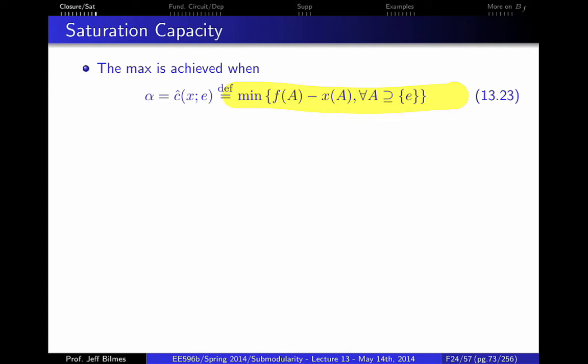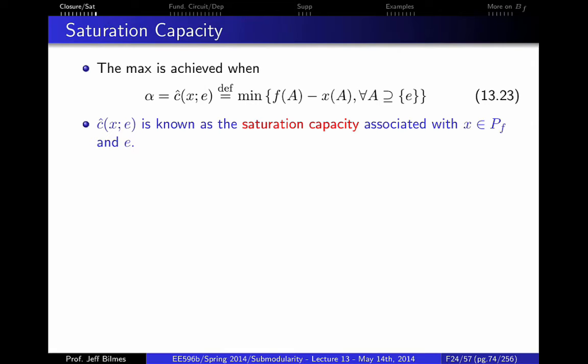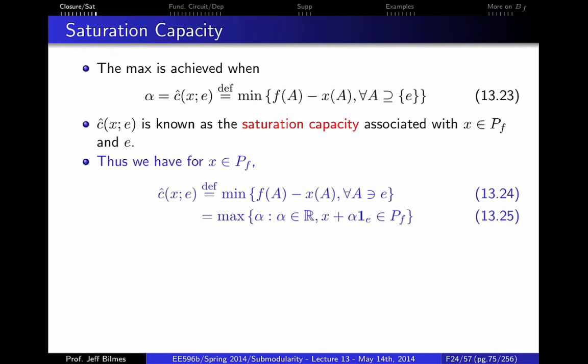And this is called the saturation capacity. Fujishige notates it with C x v. Okay, so here's its definition. We proved both. All right, we proved both of these guys.